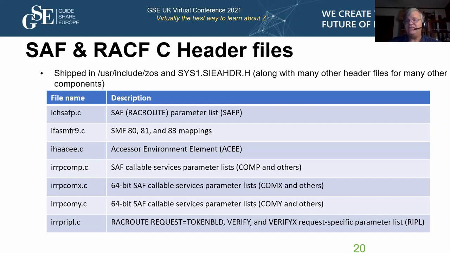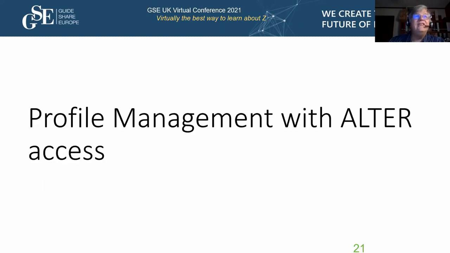There are a set of files, they're shown here for things like the SAF parameter list, the mappings of some of the RACF SMF records 80, 81, and 83, and some of the other parameter lists and control blocks like the accessor environment element, the fabulous ACEE. So they're out there, they're shipped in /usr/include/zos. And in that other data set shown there, SYS1.SCCNHDR.H, along with lots of other header files.